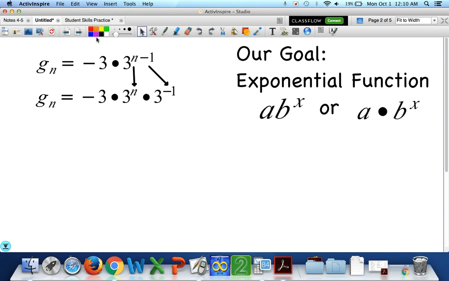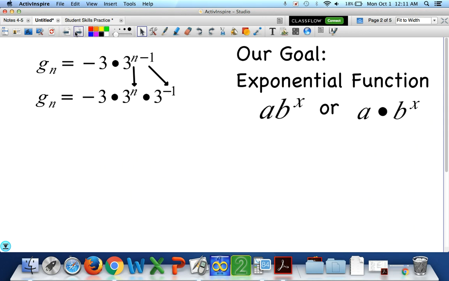I know, don't get confused with this negative 3 out front. That really could be any number at all, okay? If this was a negative 5, it'd be a negative 5 here, okay? That has nothing to do with this breakup here. This breakup is just a 3 raised to the n minus 1 breaking into a 3 to the n and a 3 to the negative 1, okay? That's the only thing that's changed, all right?